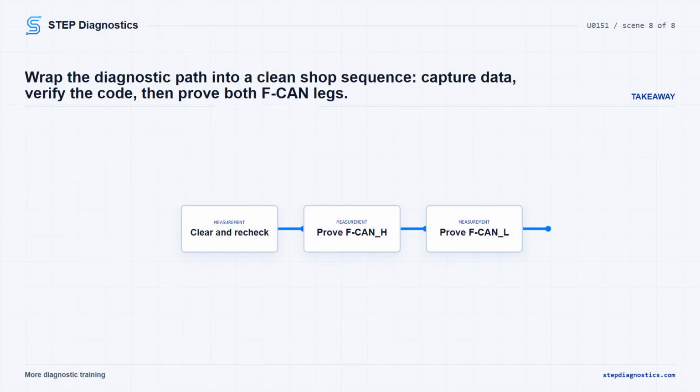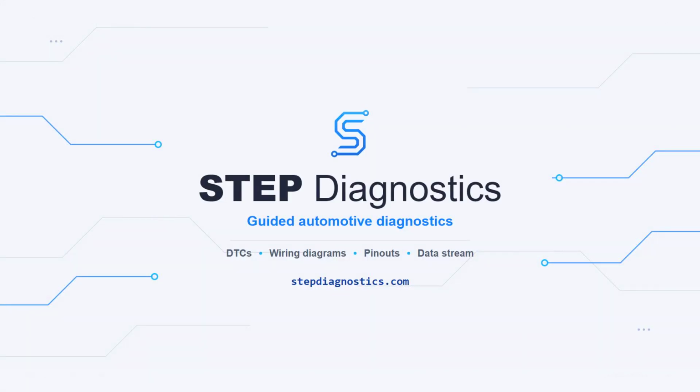The clean way through U0151 is simple. Save the captured data, clear and recheck the code. Then only if it returns, prove the FCAN H and FCAN L paths between the gauge control module and the SRS unit. If the circuit is open, stay on the circuit or connection issue. If the circuit has continuity, follow the module result from the diagnostic path.